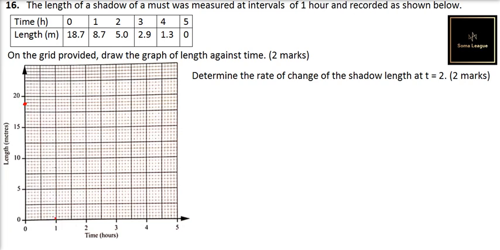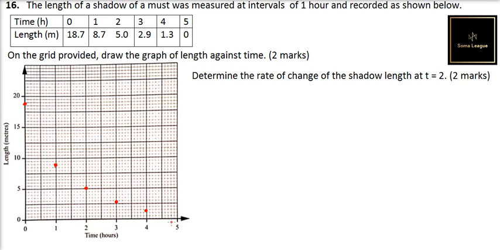We come to 1, it is 8.7. So this is 6, 7, 8. 8.7 we approximate there. At 2, it is 5, so that is where we have 5. At 3, we have 2.9, so this is 1, 2, 2.9, we approximate somewhere there. And at 4, it is 1.3, so this is 1, 1.3, we approximate there.